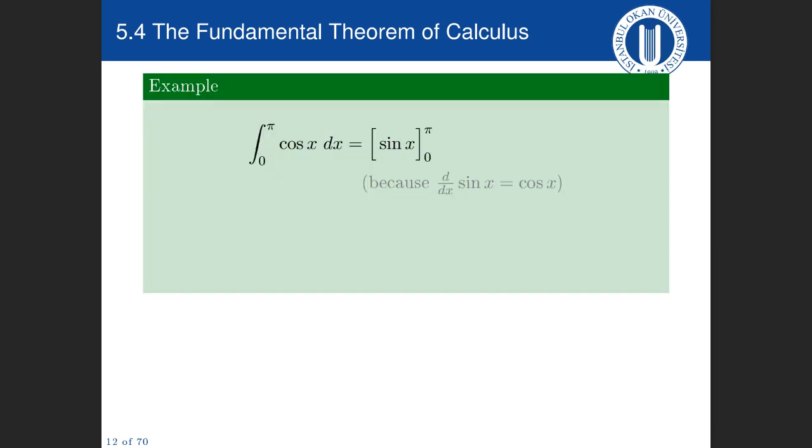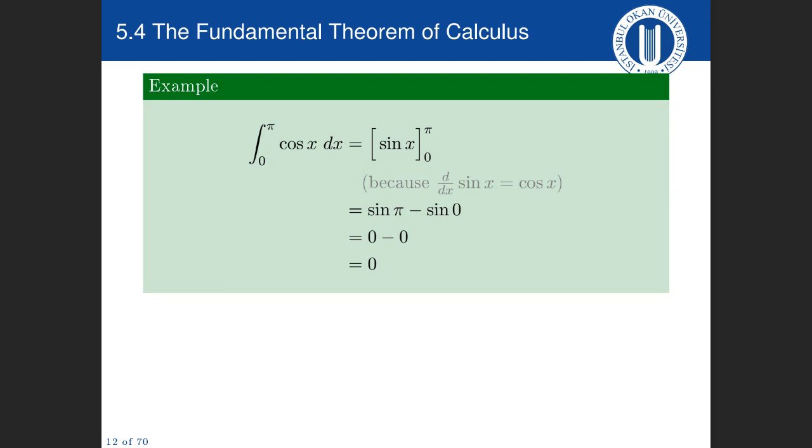So, for example, the integral from 0 to pi of cos x dx is square bracket sine x, square bracket from 0 to pi. Why? Because sine x is an antiderivative of cos x. Why? Because if we take the derivative of sine x, we get cos x. So we need to calculate sine at pi minus sine at 0. But those are both 0. We're doing 0 minus 0, or 0.